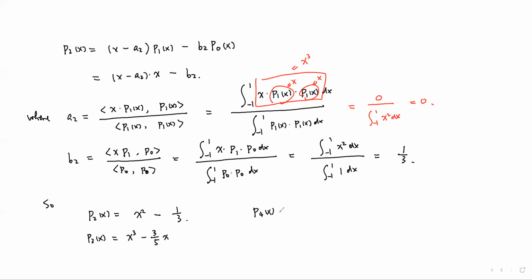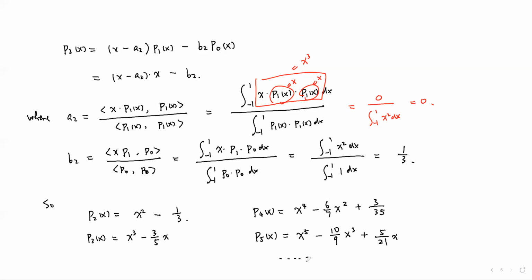P4 is equal to x to the fourth minus 6 over 7 x squared plus 3 over 35. P5 is x to the 5th minus 10 over 9 x to the 3rd plus 5 over 21 x, and so on.